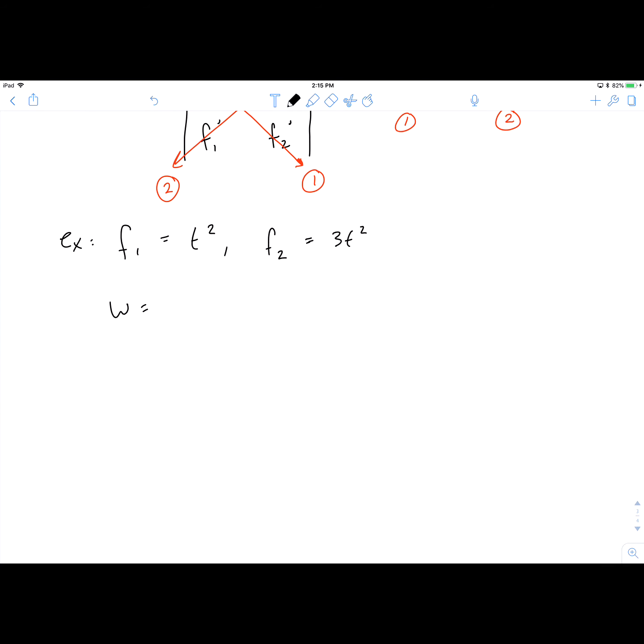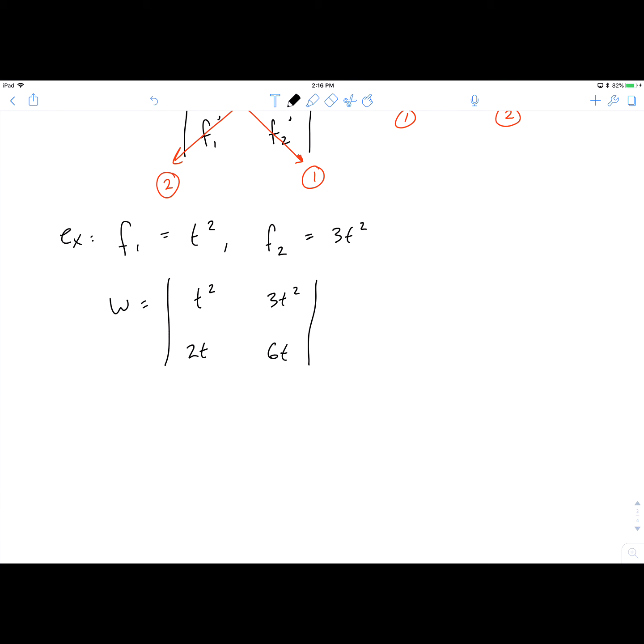The Wronskian would be set up this way. So you have f1 and f2, and then their derivatives. The derivative of f1 would be 2t, the derivative of f2 would be 6t. And then to take the determinant, you multiply along this first diagonal. So t squared times 6t, that's 6t cubed.